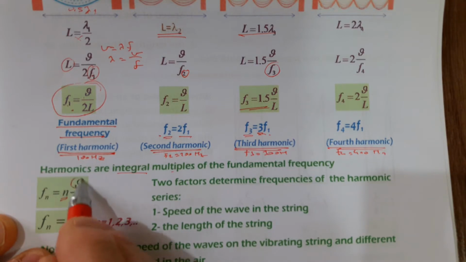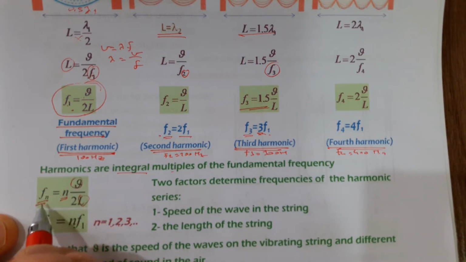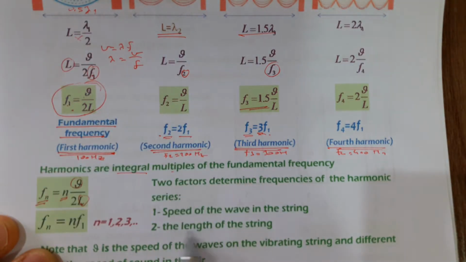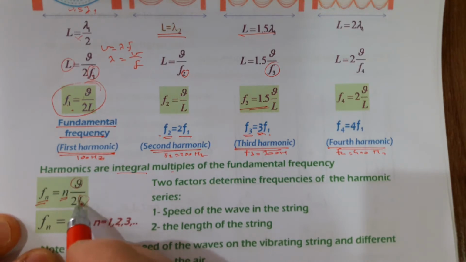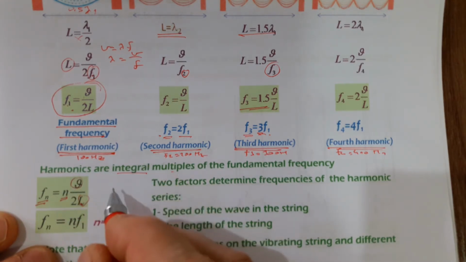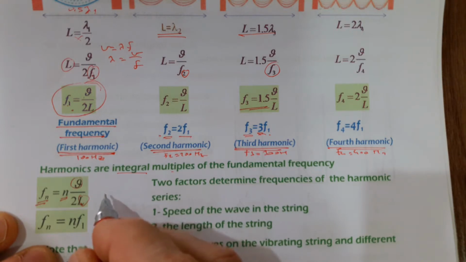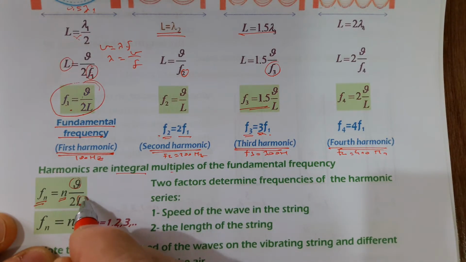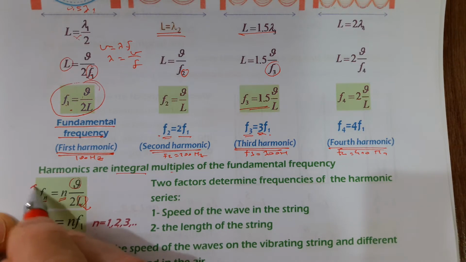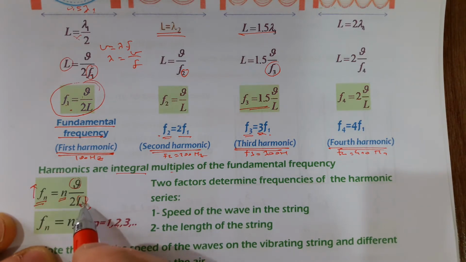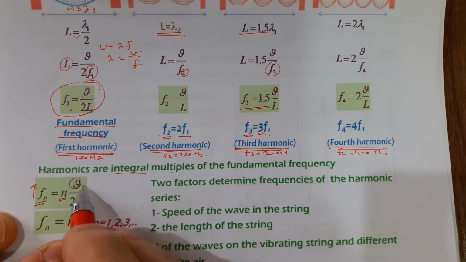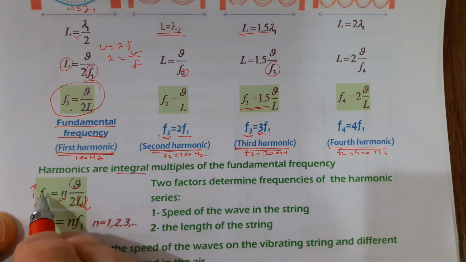When you look at this equation, two things determine the frequency of the harmonics. One of them is the speed of the wave in the string. Second one is the length of the string. So why is it important? Because when you play a guitar, generally you press your fingers over the string and you make the string length shorter and longer. If you make the string length shorter, as you see, frequency increases. If you make the length of the string longer by lifting your fingers up, you are going to make the frequency of the harmonic smaller.